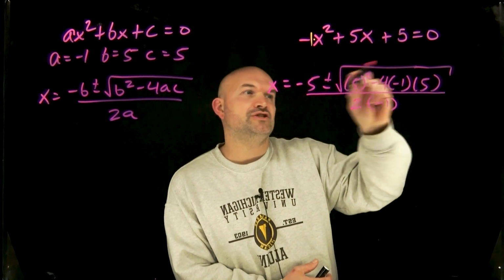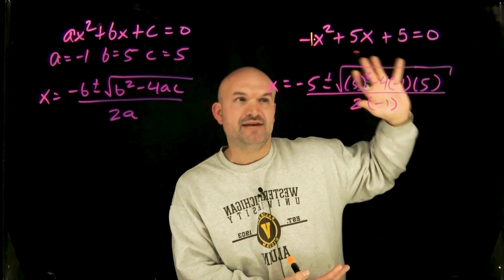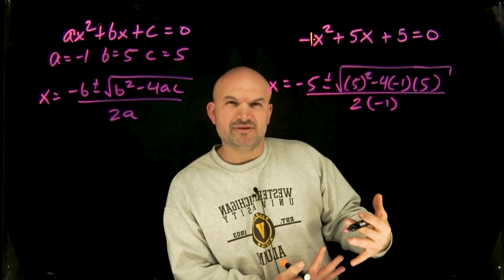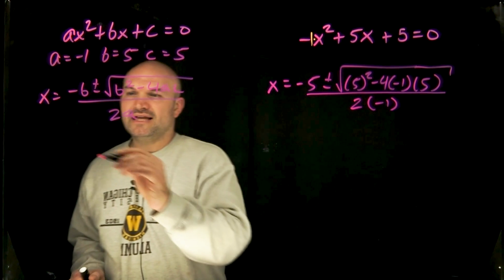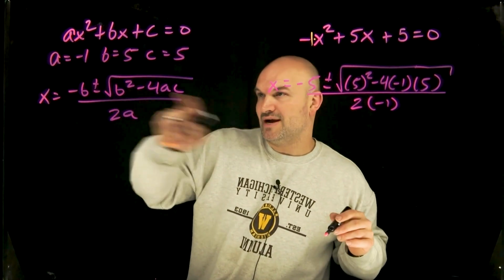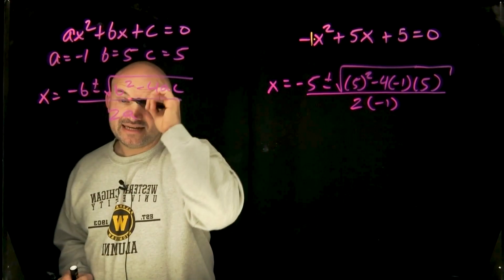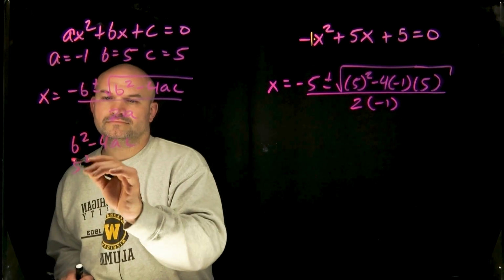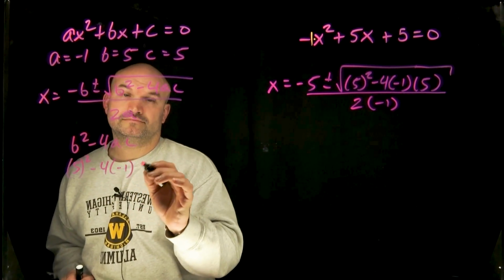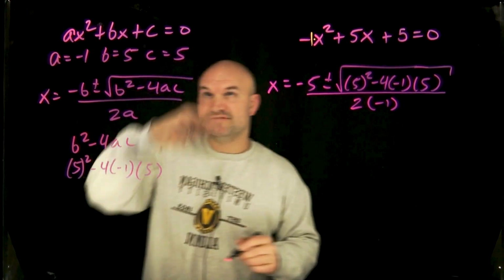So rather than actually doing all of this and rewriting everything, it becomes a lot and it can become cumbersome to do, especially if you're taking a test or a quiz and time is not on your side. So a lot of times what I like to do is just take whatever's under my radical, this b squared minus 4 times a times c, and do that separately. Right? So I already have the values up here.